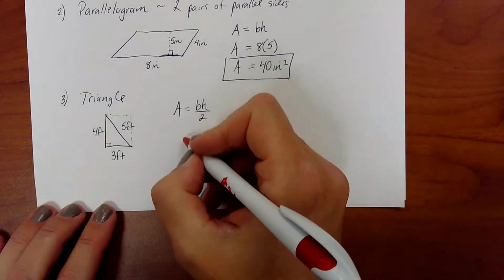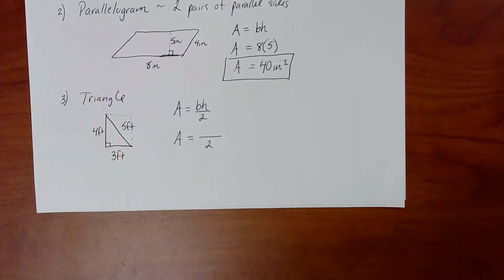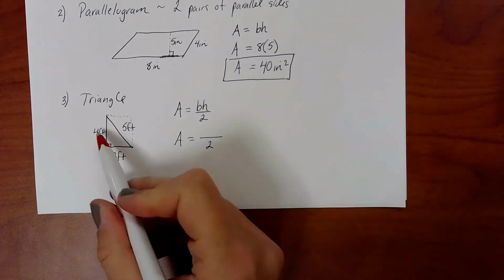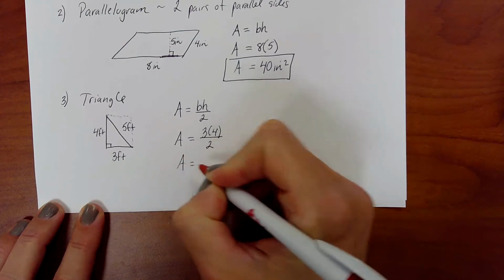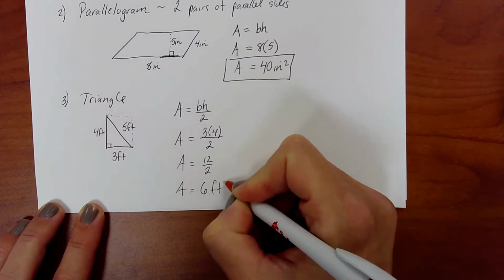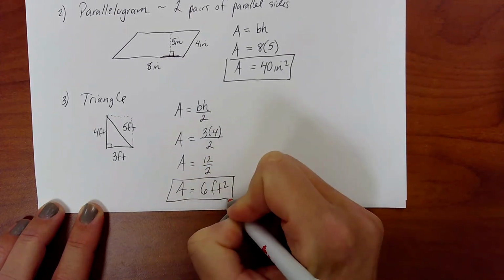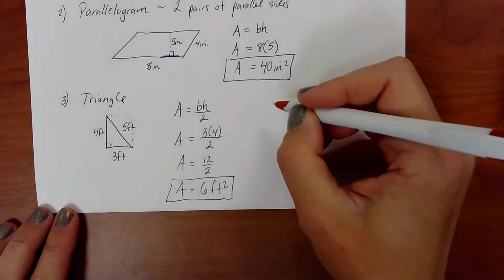Okay? So now what are the base and the height? Just like before, same rule. They're going to make a 90-degree angle with each other. So it's looking like the 3 and the 4. So that's 12 over 2. There are 6 square feet in that triangle.